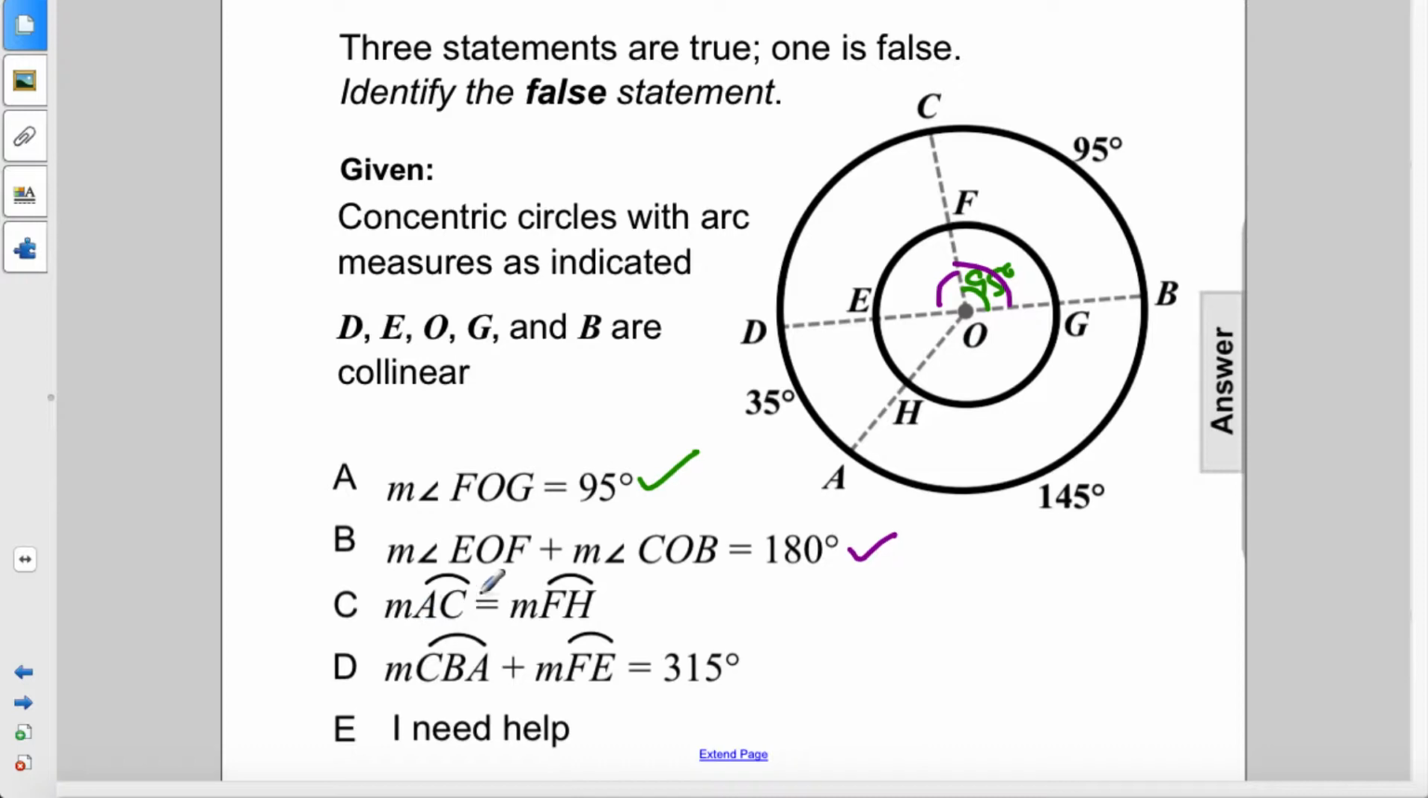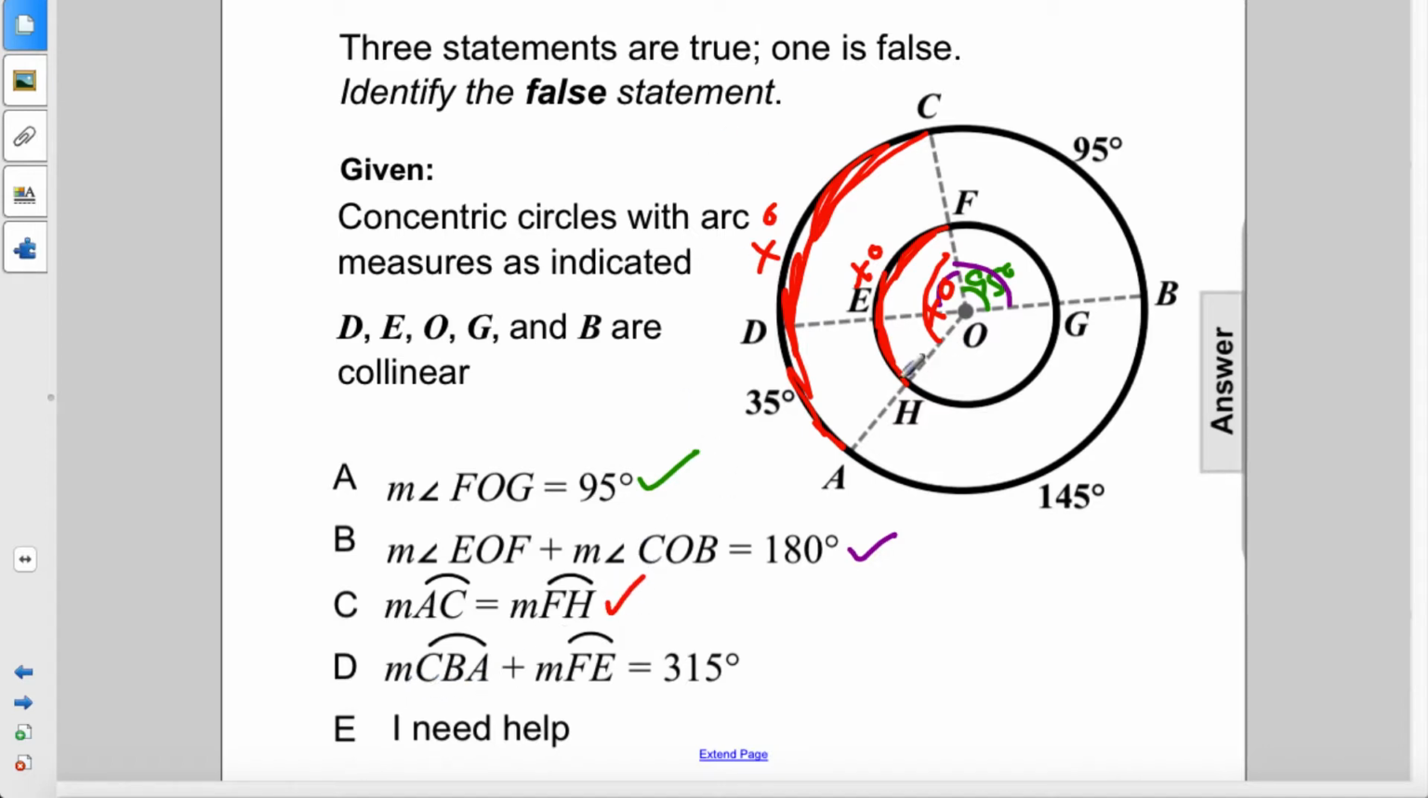The measure of arc AC, this arc here, equals the measure of arc FH, this arc here. That is true. Say that this angle here is x degrees. That means that this arc has a measure of x degrees, and this arc also has a measure of x degrees. So this is true.